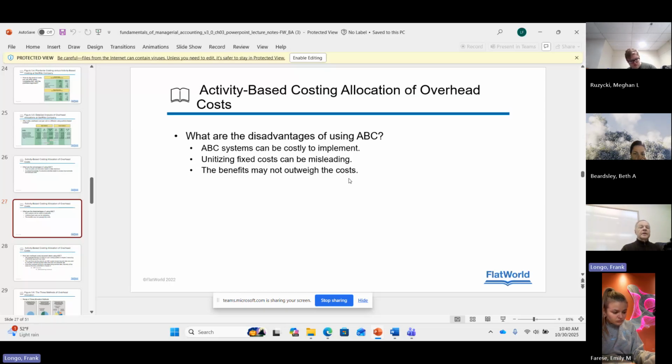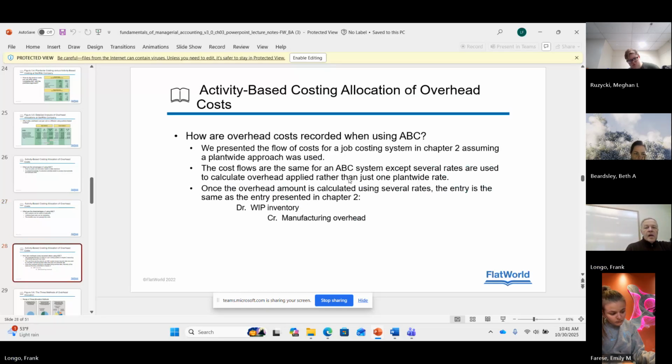There's something on the screen. It says unitizing fixed costs can be misleading. I'm going to explain it, but I won't hold you to that because we have to get more into fixed cost. But there are some costs that remain the same regardless of how many products we make, and that can be hard to put a unit price to. It can be hard to estimate. But we'll save that for when we talk about fixed cost. Questions?